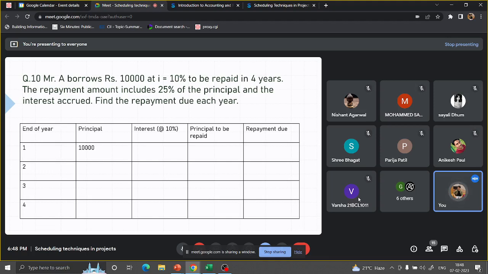Did you guys understand the problem? There is a person who has borrowed 10,000 rupees and he has to pay it back in 4 years. Each year he will be paying some amount. Now that amount must include 25% of the principal, so that in 4 years he is uniformly paying off the principal component. Now we have to calculate the interest component each year and find out the total repayment due for every year.